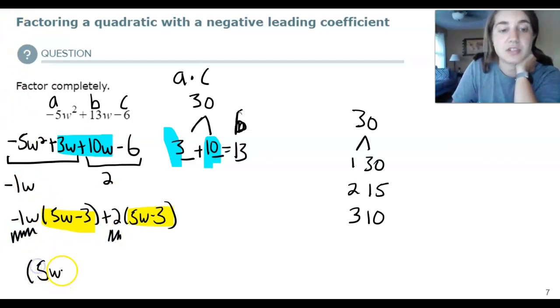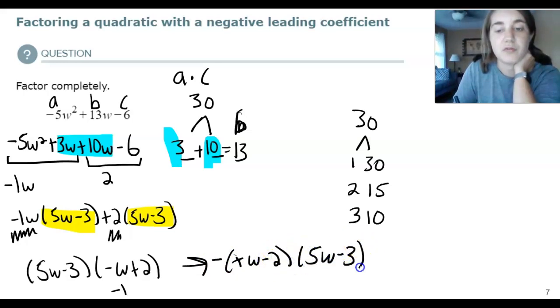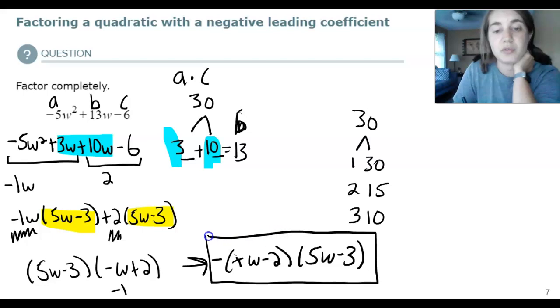So I'll pull out my matching. Here's my leftovers. I'm going to pull out a negative 1 from that because it's weird to have the negative coefficient. So I'm going to put a negative 1 from the plus w minus 2. So the negative leading coefficients are a little weird. You're going to want to pull out a negative at the end.